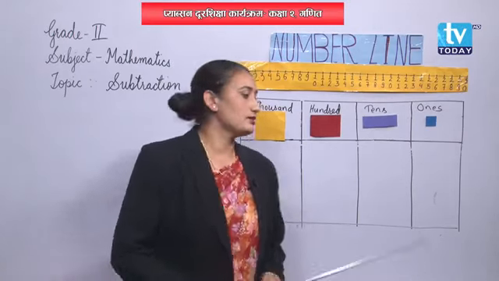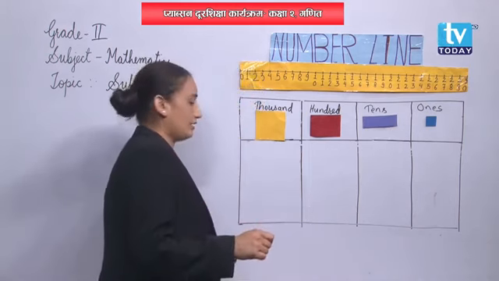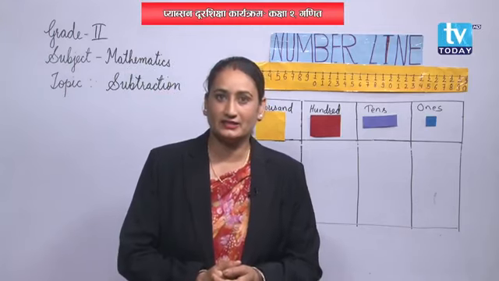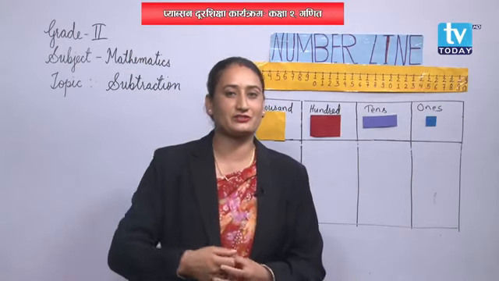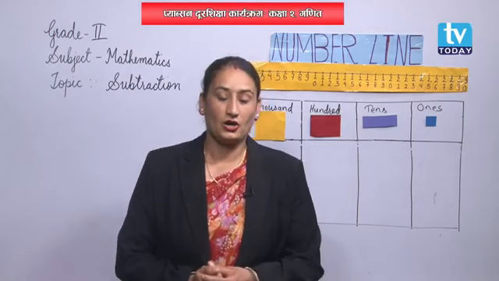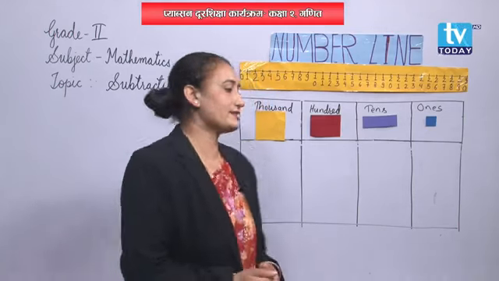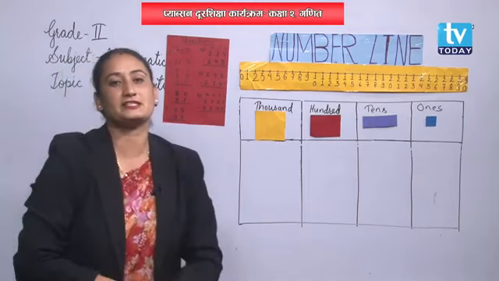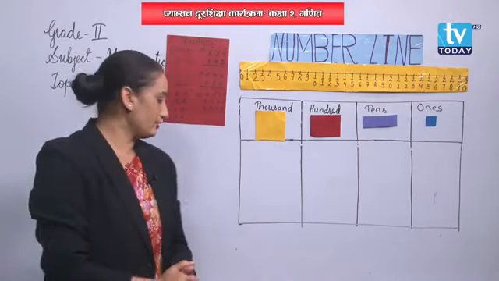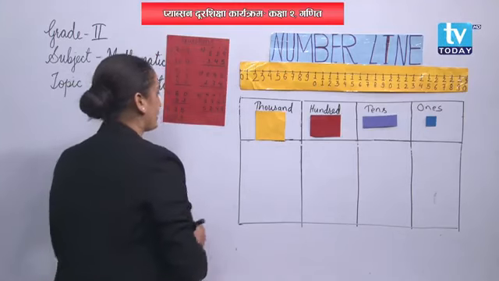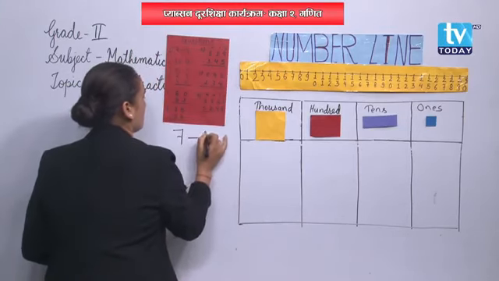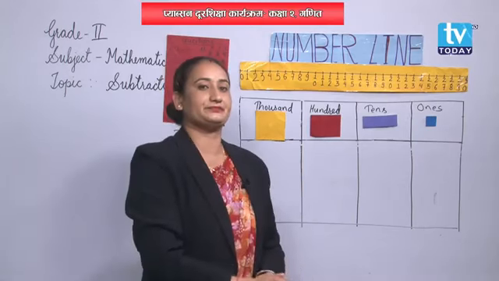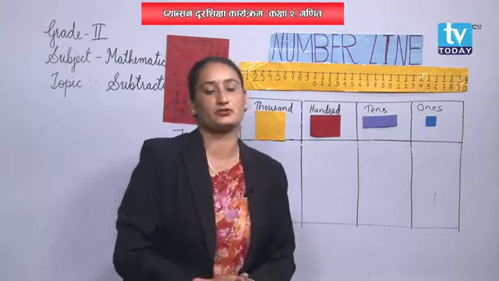For your work, you need some questions, right? Are you ready? I'm going to give you the questions. Be ready fast, students. And here are the questions for you all. First question is 7 minus 4. Are you ready to do 7 minus 4? First of all, let's do it from the number line.